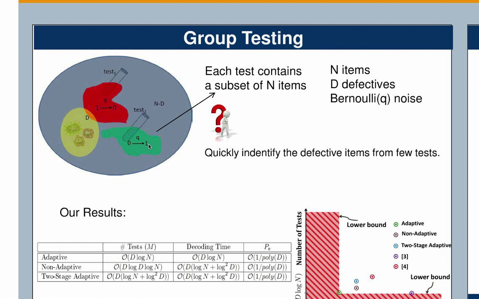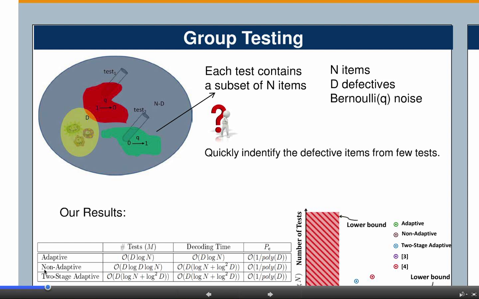We look at 3 different flavors. The first setting we look at is called the adaptive setting. Here, each group that's chosen for testing can depend on the outcomes of the previous tests. That is, we can adapt to the previous tests. The second setting that we look at is the non-adaptive setting. Here, the groups are chosen in advance. That is, they cannot depend on the outcomes of the previous tests.